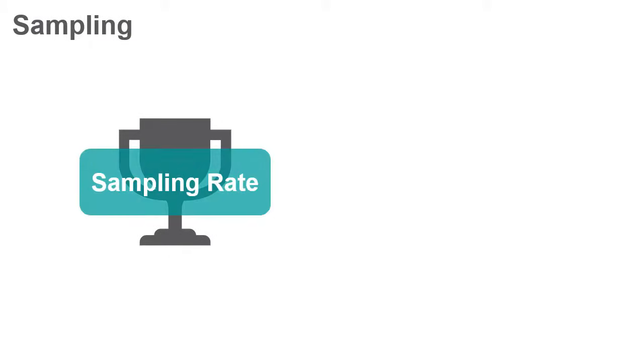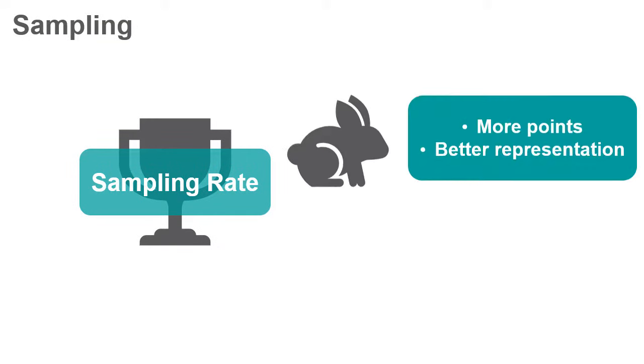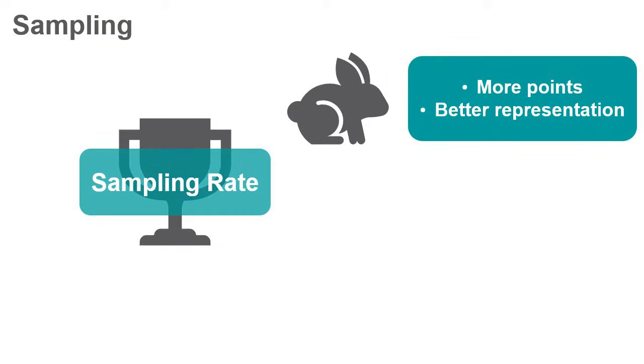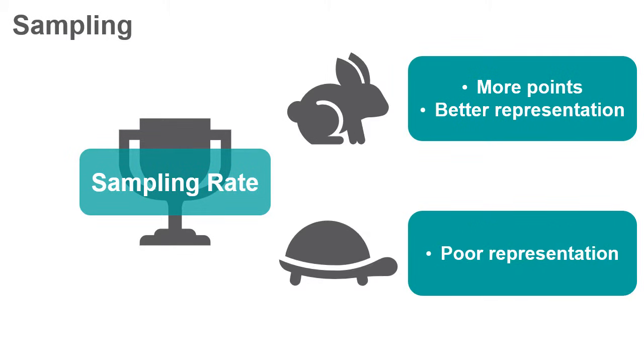Sampling. One of the most important parameters of an analog input system is the rate at which the DAQ board samples an incoming signal. The sampling rate determines how often an analog-to-digital conversion takes place. A fast sampling rate acquires more points in a given time and can form a better representation of the original signal than a slow sampling rate. Sampling too slowly may result in a poor representation of your analog signal.